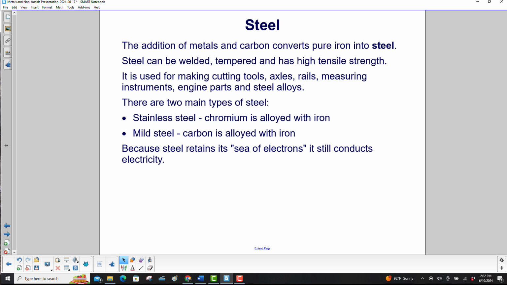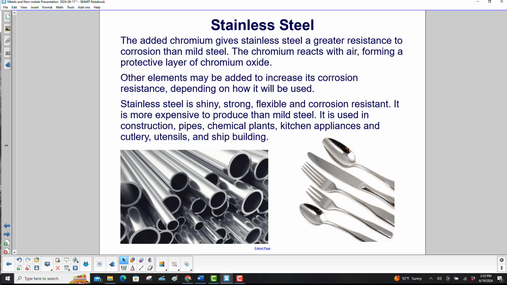Because steel retains its sea of electrons, it still conducts electricity. The added chromium gives stainless steel a greater resistance to corrosion than mild steel. The chromium reacts with air, forming a protective layer of chromium oxide. Other elements may be added to increase its corrosion resistance, depending on how it will be used.